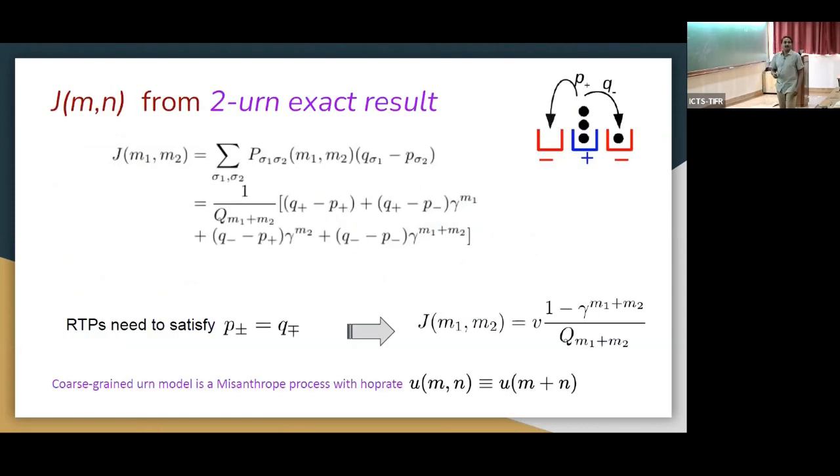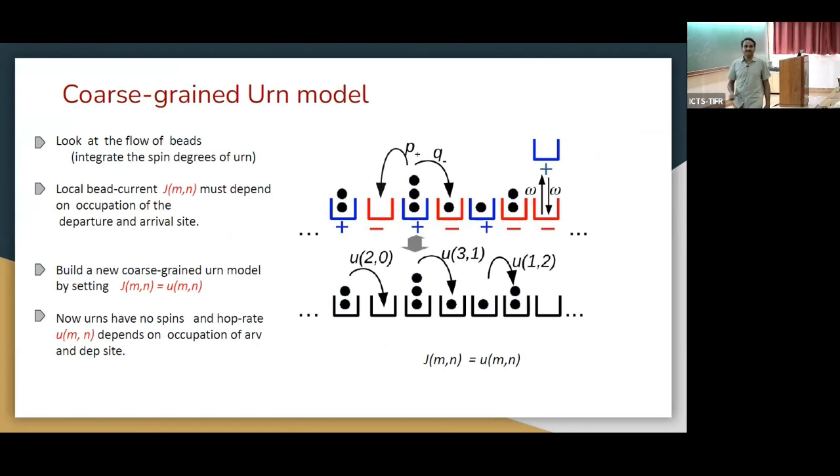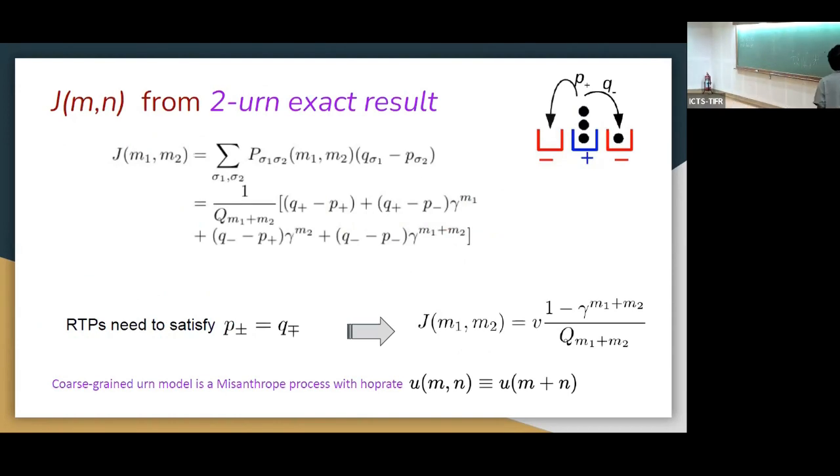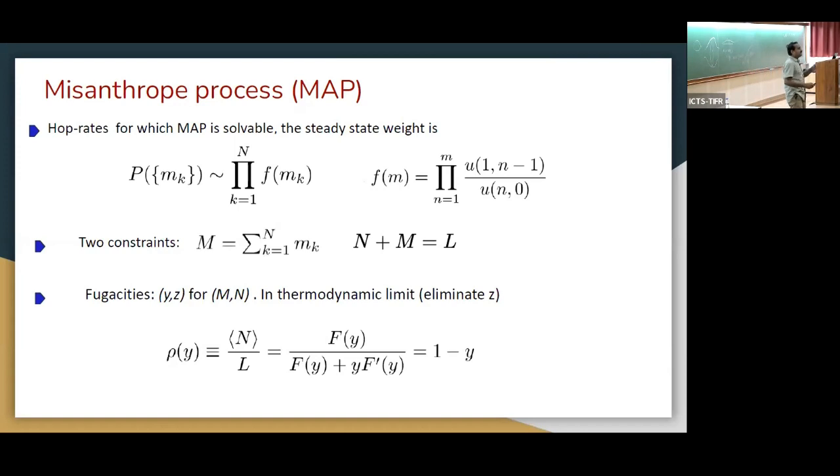And how do you calculate JMN so that the model can be well defined? JMN can be calculated exactly because for two particles we know the solution. You calculate the current with the probabilities, and the current comes out to be very complicated. It depends on M1 and M2 separately. But if you put RTP conditions, the current just becomes a function of M1 plus M2. So the current UMN becomes UM plus N. That's simple.